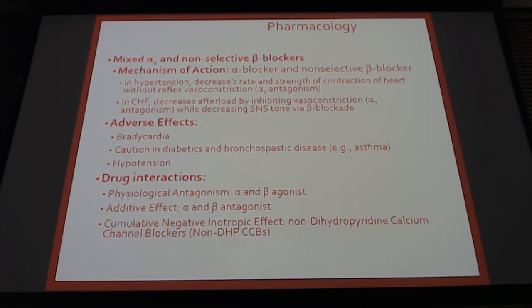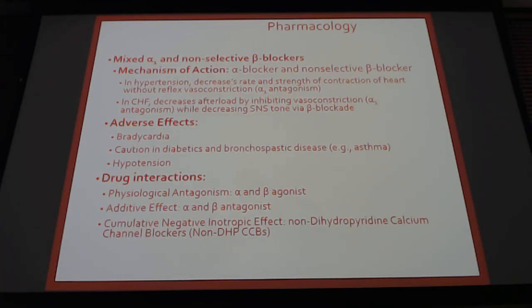Adverse effects: bradycardia, especially if that dose is too high. Watching out again for your patients who are diabetics, because we could be masking that hypoglycemia, and the bronchoconstriction in our asthma patients. Hypotension can happen with any of these medications, right? The higher the dose, the more likely we are to see that occur.